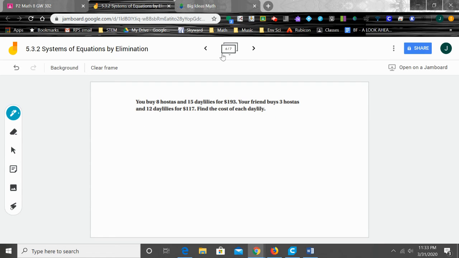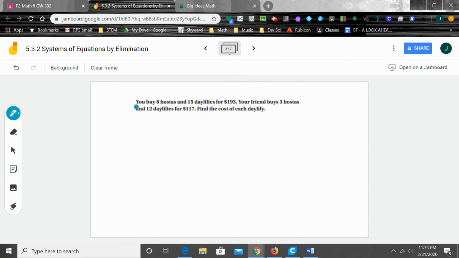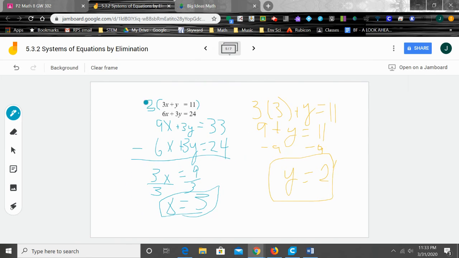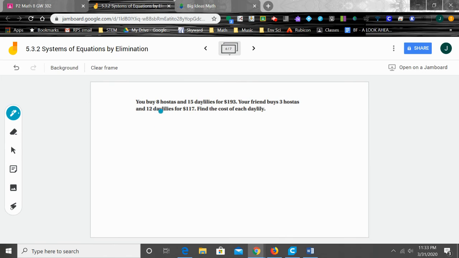Now you're like, okay, how does this work with what we just did? Well, we're going to take this equation and turn it into something that looks just like this. Well, how are we going to do that? Well, we have unknowns. A variable just stands for an unknown. So we don't know how much the hosta costs, and we don't know how much the daylily costs. But what we do know is how many hostas we get here and how many daylilies we get here, and what the total price is. Now your friend is going to pay the same amount for the hosta and the same amount for the daylily.